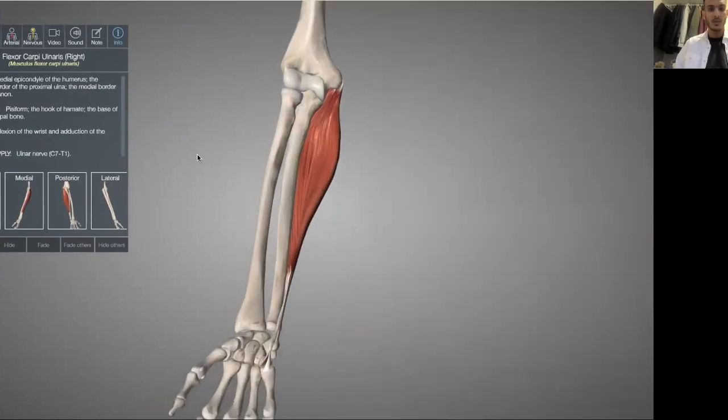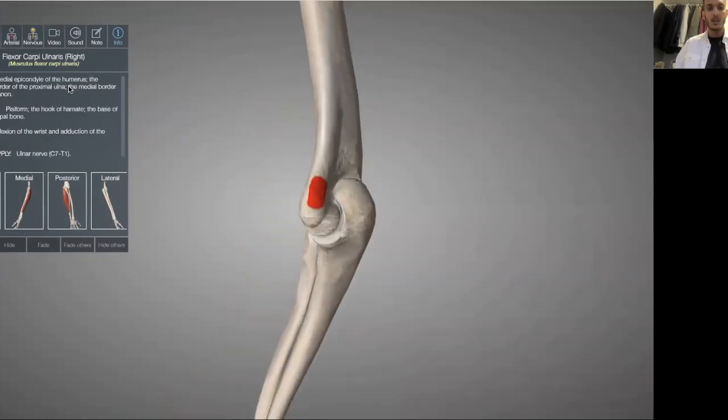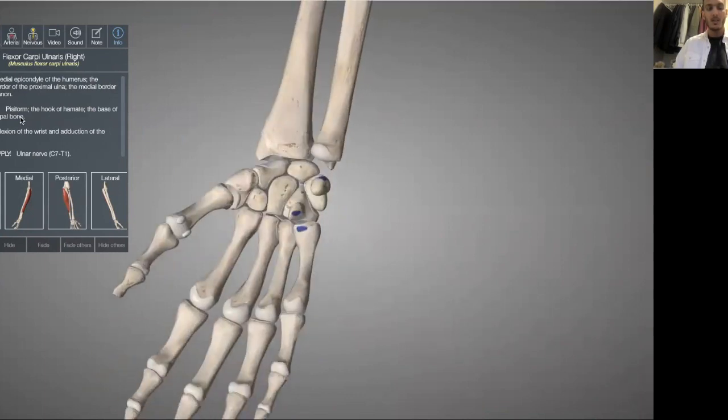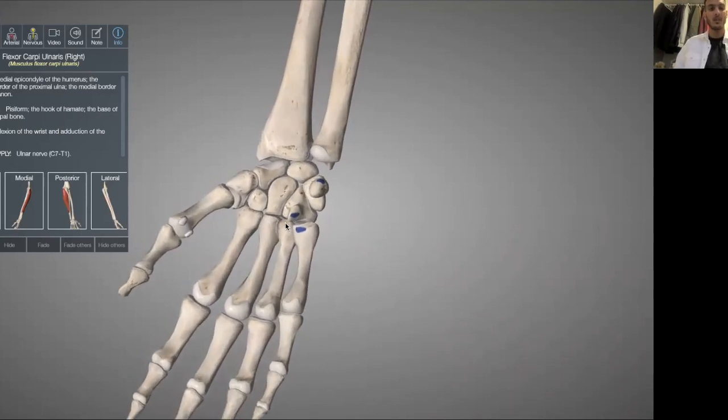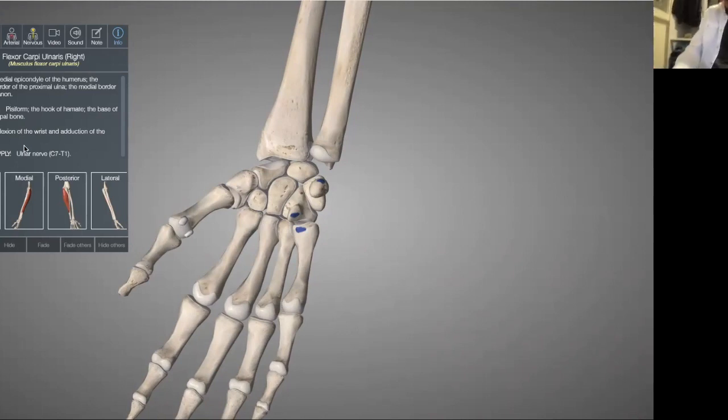The origin of the flexor carpi ulnaris is on the medial epicondyle of the humerus and it inserts on the pisiform, hook of hamate and the base of the 5th metacarpal. Okay, and they're labeled for you right here. That's the flexor carpi ulnaris. Okay, action, flexion of the wrist. So it will flex the wrist and adduct the hand. If I have my hand like that, it adducts the hand. Okay, it gets it closer to the body.